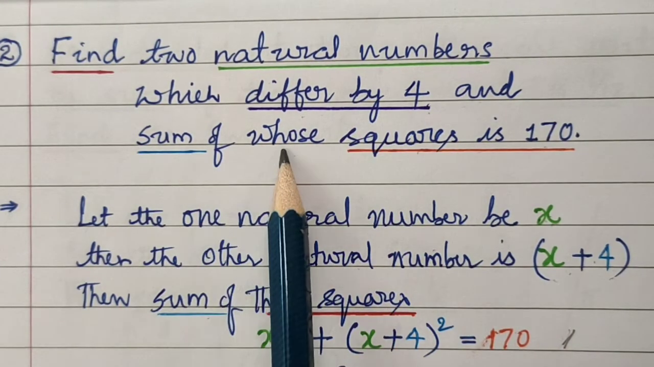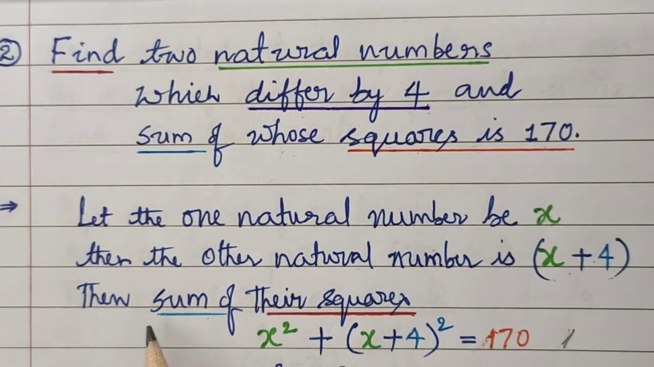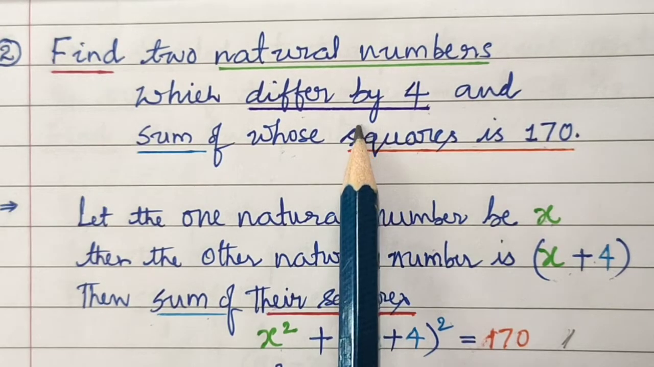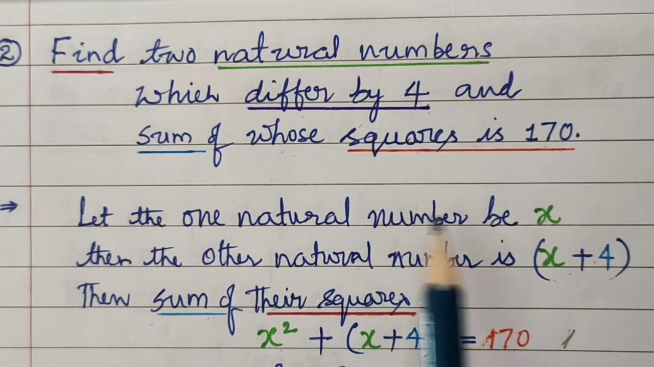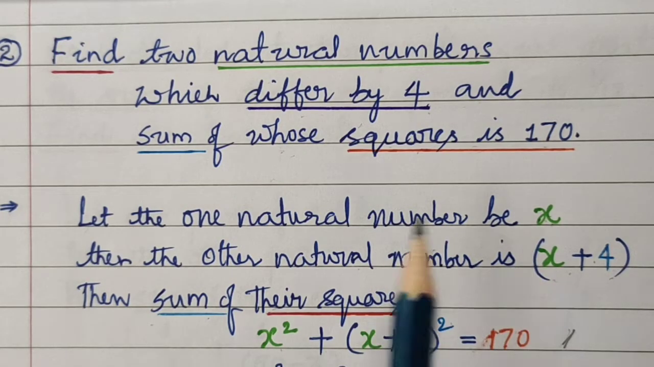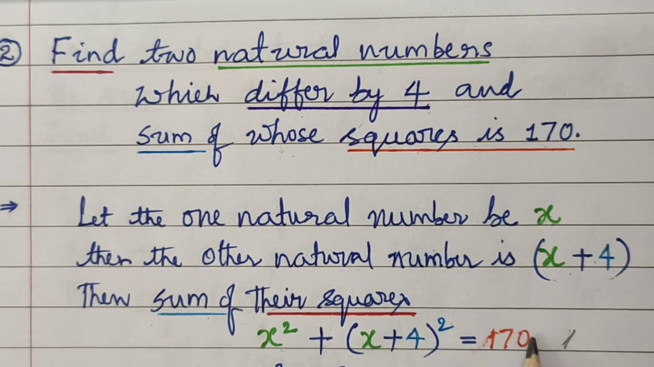Then the condition: sum of whose squares is 170. Then the sum of their squares, that is first natural number square, x square, plus x plus 4 whole square, is equal to 170. This is the condition. We understood the problem, then assigned one unknown as x and the other unknown we kept according to the relation. Then this is the condition, x square plus x plus 4 whole square is equal to 170. If you have done this correctly, then the rest is going to be very easy. Then keep this equation in standard form, then factorize it.